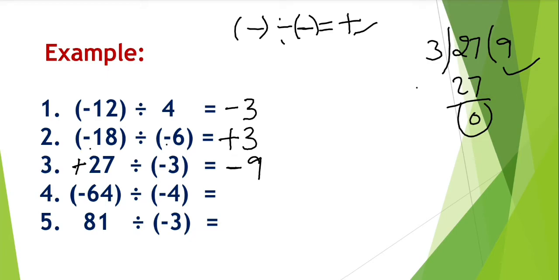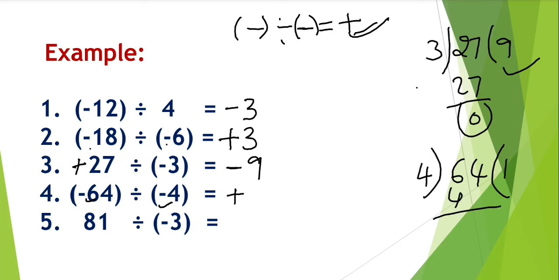Similarly, minus 64 divided by minus 4. Already we discussed that when two negative integers divide, we get the result as positive. So we get plus, and 64 by 4. Do the division. 4 ones are 4, so you get 24 here. 4 sixes are 24. So the result is plus 16.